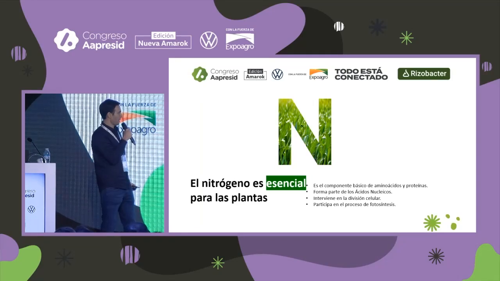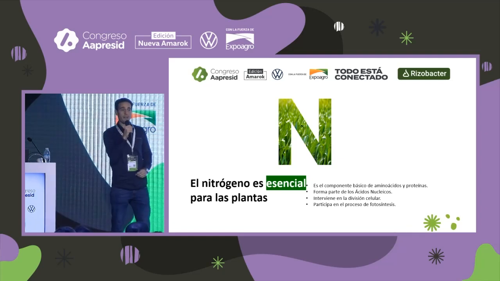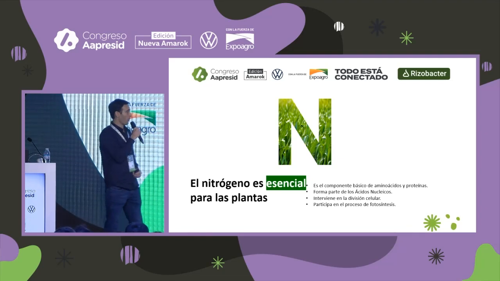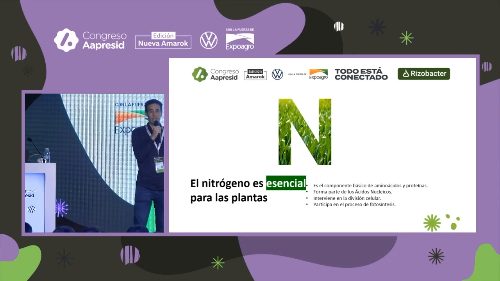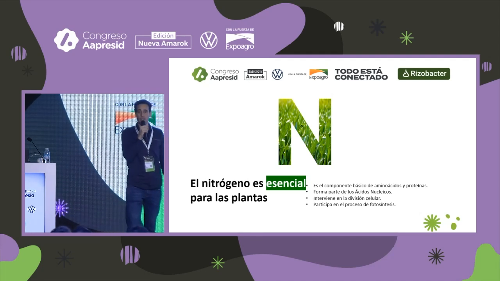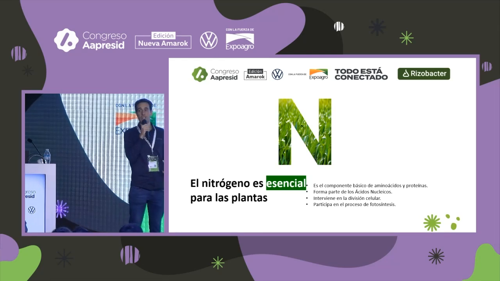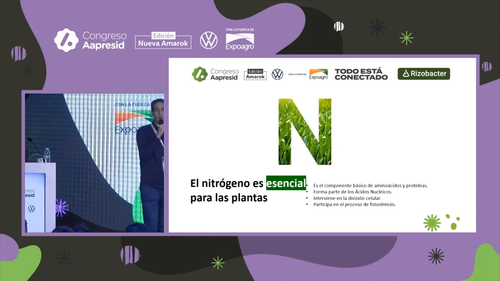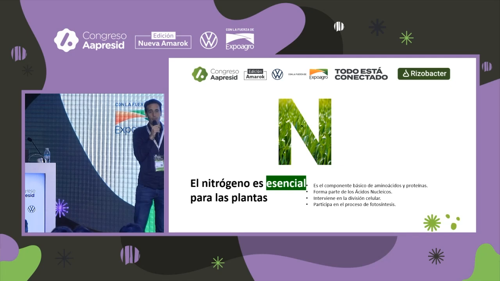Nitrogen, as explained by Martín, is essential, is a macronutrient. After water, probably is the most limited that a crop has to develop, to grow. It has many essential functions as a component of amino acids, enzymes, proteins, part of nucleic acids, intervenes in photosynthesis. So if we have a deficiency of nitrogen, for sure we will see a limitation in the production of our crops. And what happens? Well, we do have a lot of nitrogen.